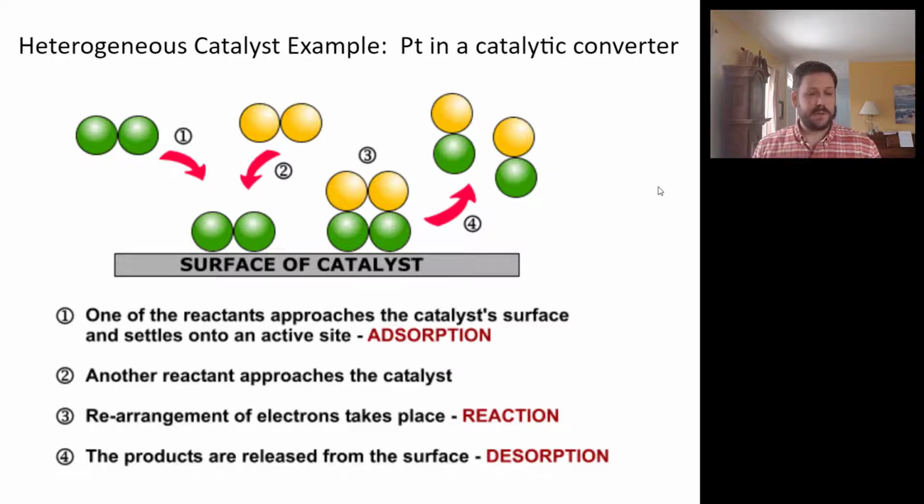And it may actually be that both reactant molecules are adsorbed onto the surface in such a way that they've oriented properly, and then they react with each other on the surface. After the reaction takes place, the products are actually desorbed from the surface, and that's part of how a catalytic converter works, is the particles are adsorbed onto platinum metal.